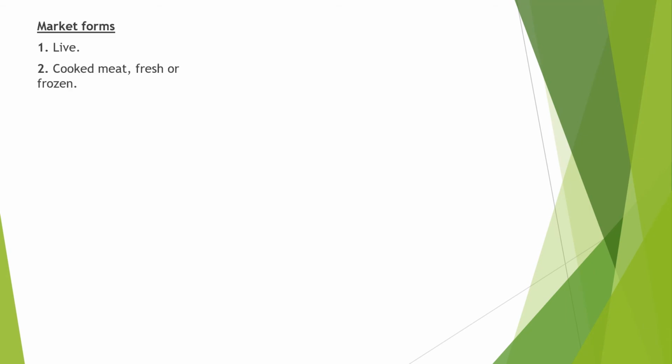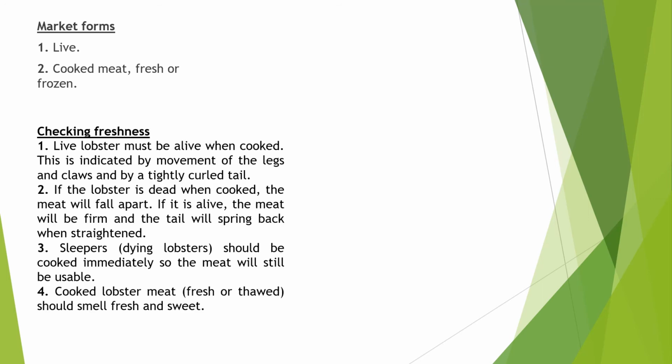Okay, the market form. How can you find lobster? Lobster can be found in two major ways when it comes to the market form. You can find them alive, or you can find them cooked, fresh, or frozen. So how do you check for freshness when it comes to lobster? One, the live lobster must be alive when cooked, and this is indicated by the movement of their legs, their claws, or their tail. They are usually moving them.